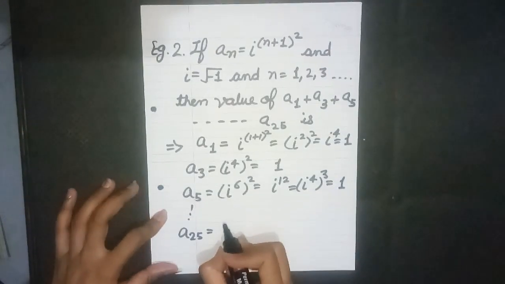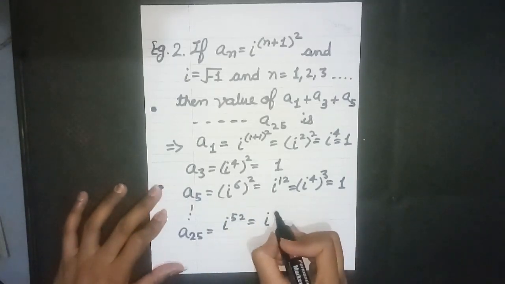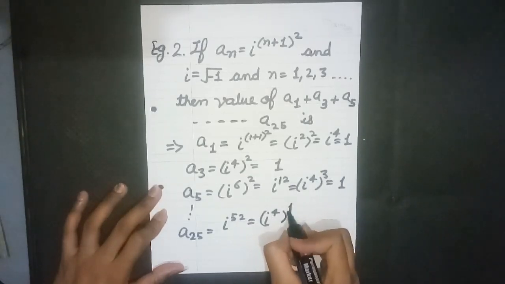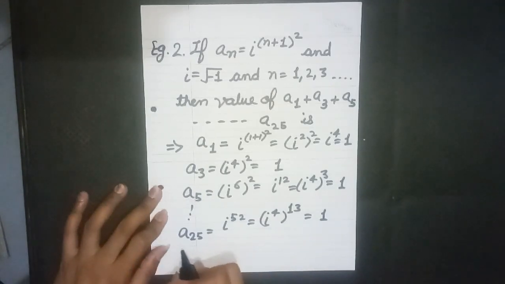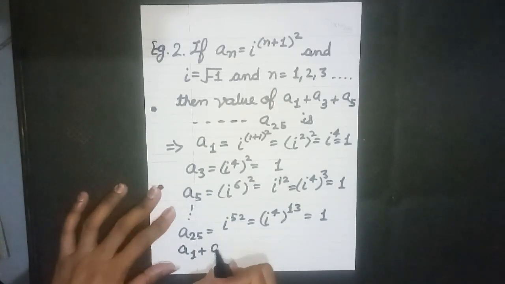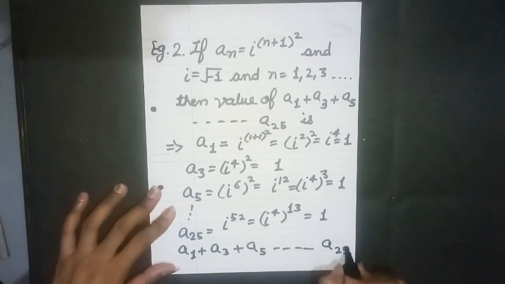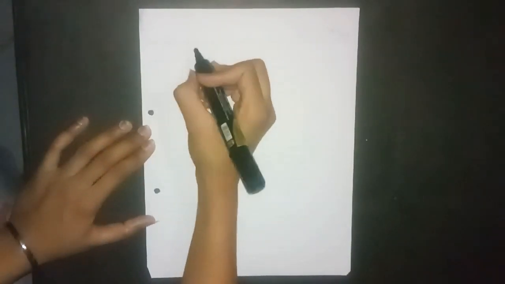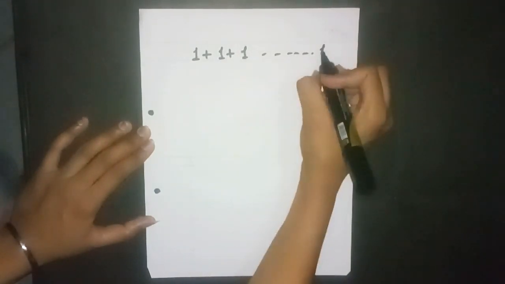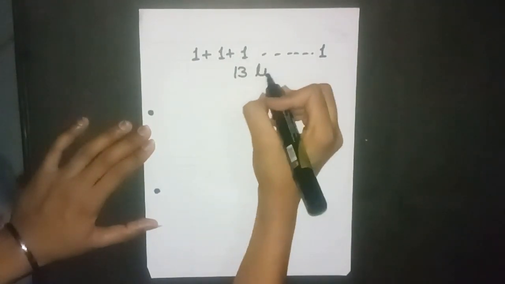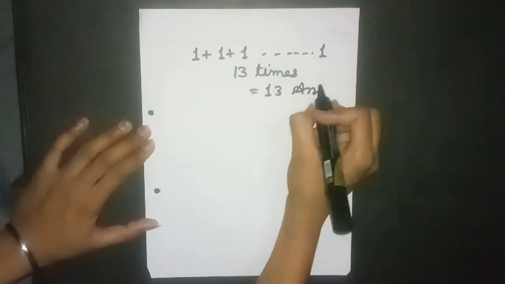A25 is equal to iota raised to power 52, that is equal to iota raised to power 4 raised to power 13. Got it? So this is also equal to 1. So let's add these all: a1 plus a3 plus a5 up to a25. Now 1 plus 1 plus 1 and so on, these are 13 times because these are 13 terms. So the answer will be 13. Got it?